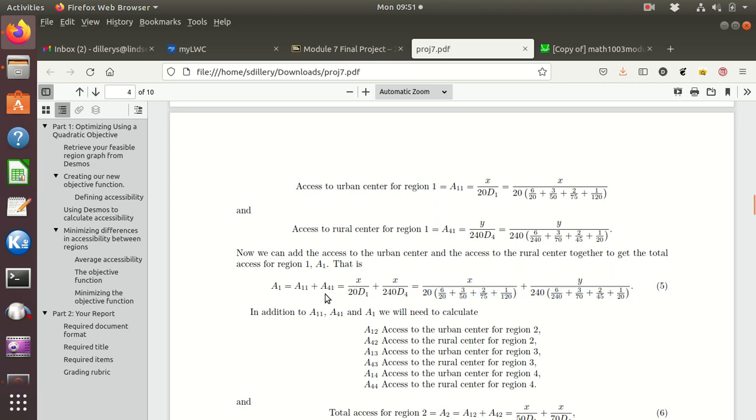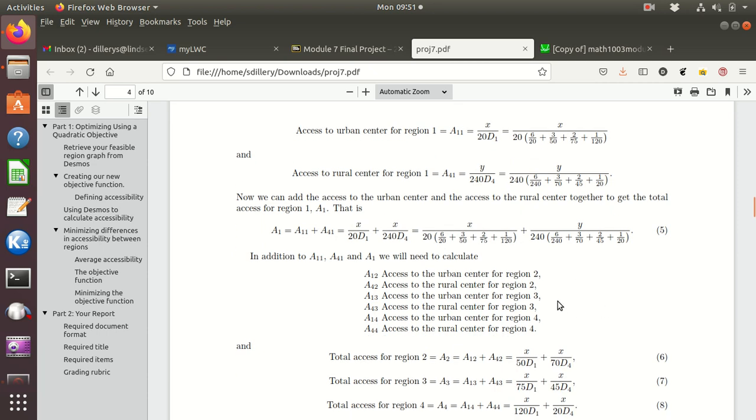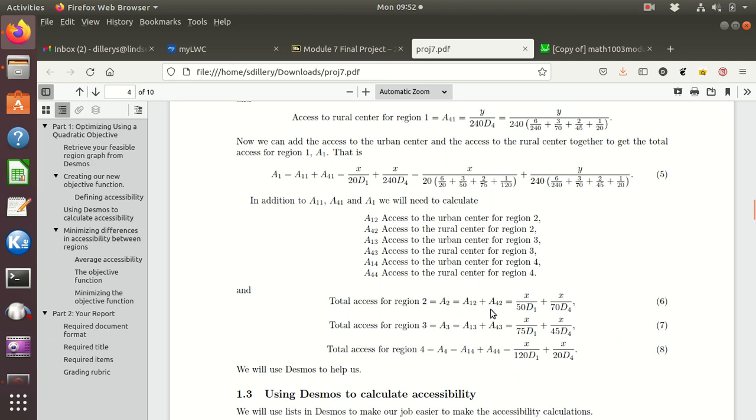Now, though, we have to do that same thing for urban and rural centers for Region 2, urban and rural centers for Region 3, urban and rural centers for Region 4, and then add those together to get our total access for each of those regions. We're going to use decimals. Okay, so that is the definition stuff. Now what I think I'll do is go ahead and stop this video here and then make a second one starting with using decimals. So we'll stop this.